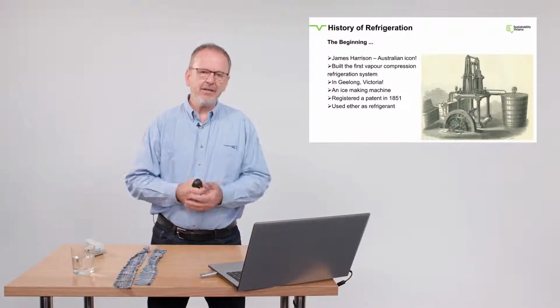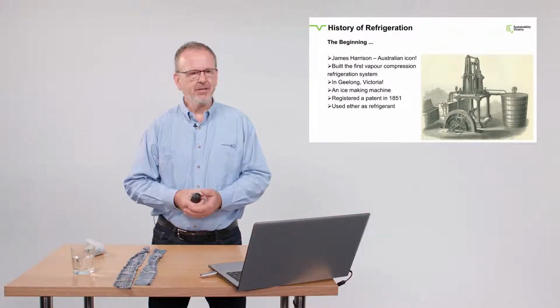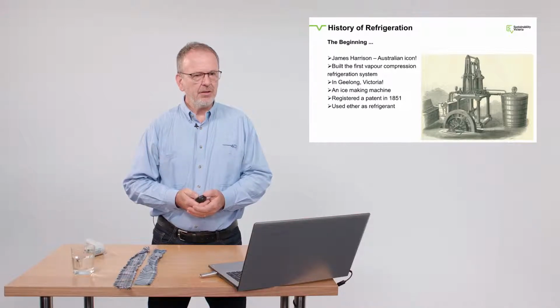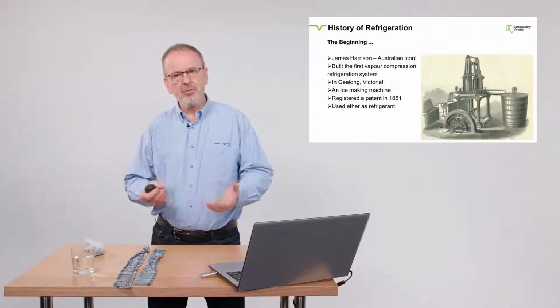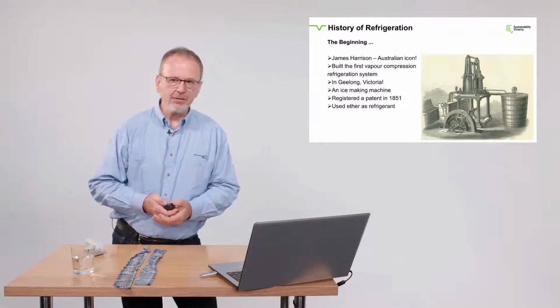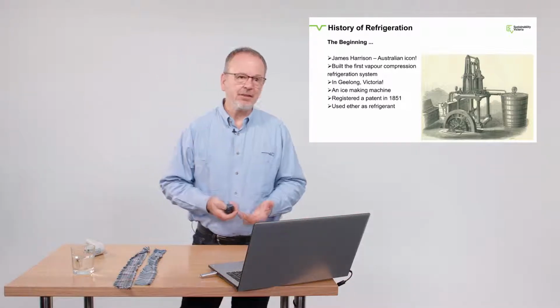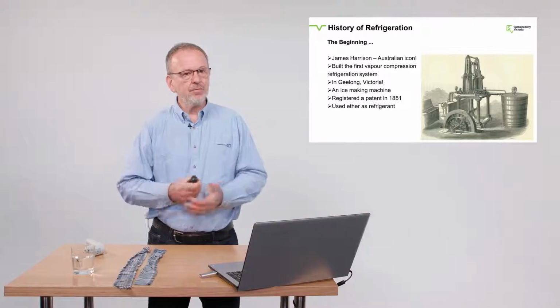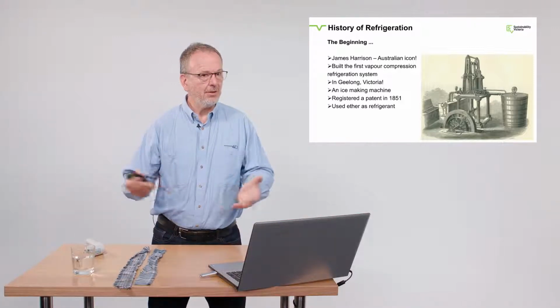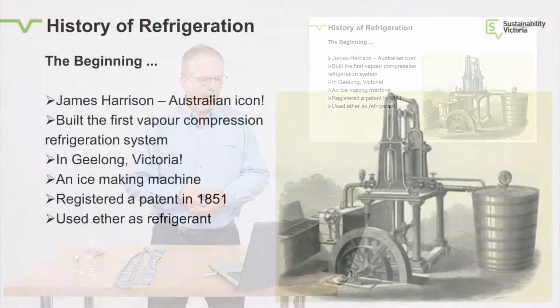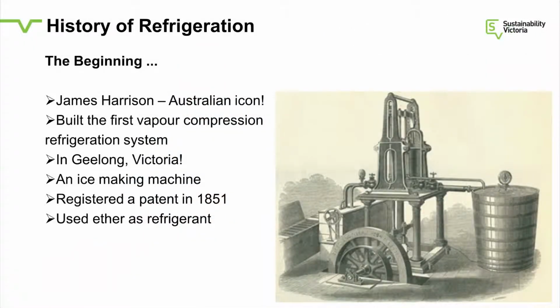Now before I do that, interesting in the Australian context is the beginning of refrigeration. Very few people know that a gentleman by the name of James Harrison was actually the inventor of vapor compression refrigeration as we know it. He's from Geelong, pretty close to where we are right now. He built that in 1851. It was a system that used ether as a refrigerant, which we don't use today, and it was used to make ice. The ice, I learned recently, was used in the morgue in Geelong.